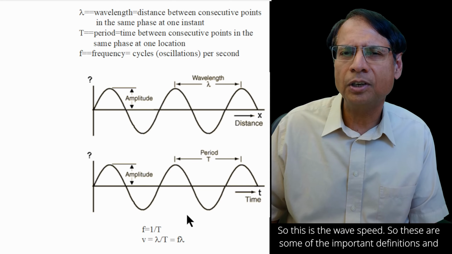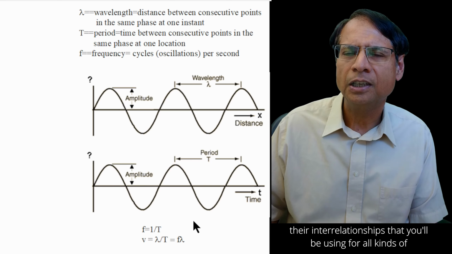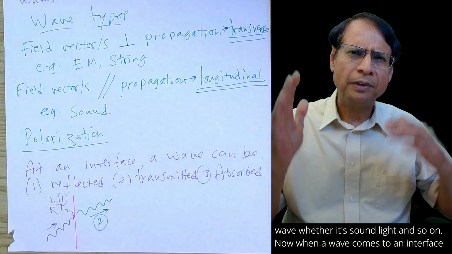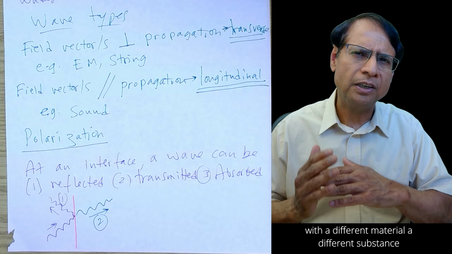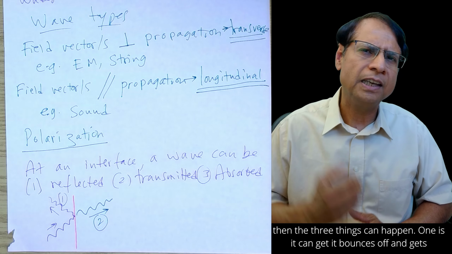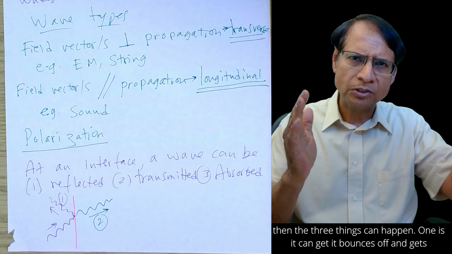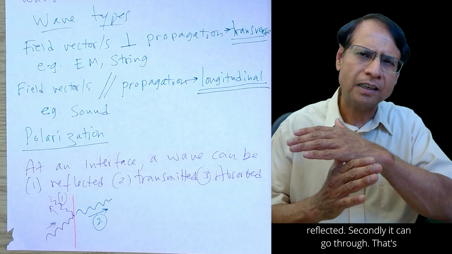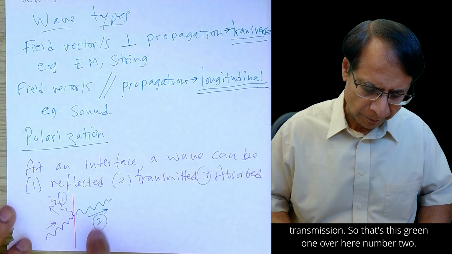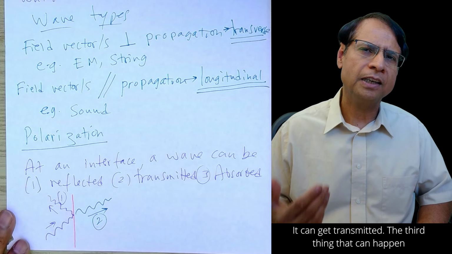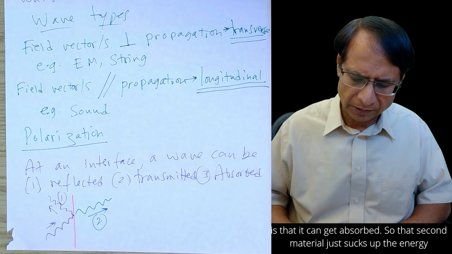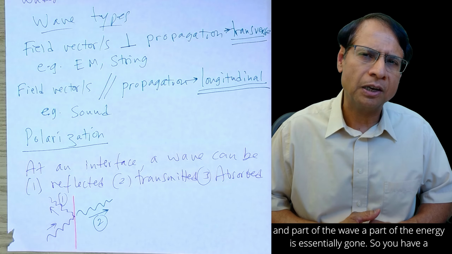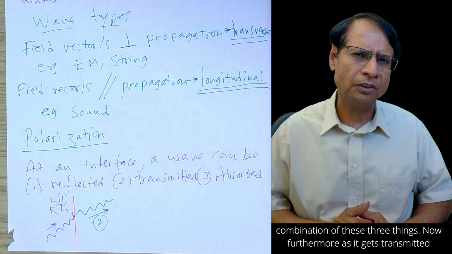So these are some of the important definitions and their interrelationships that you'll be using for all kinds of waves, whether it's sound, light, and so on. Now, when a wave comes to an interface with a different material, a different substance, then three things can happen. One is it bounces off and gets reflected. That's the first case over here, it gets reflected. Secondly, it can go through. That's transmission. So that's this green one over here, number 2. It can get transmitted. The third thing that can happen is that it can get absorbed. So that second material just sucks up the energy, and part of the energy is essentially gone. So you have a combination of these three things.